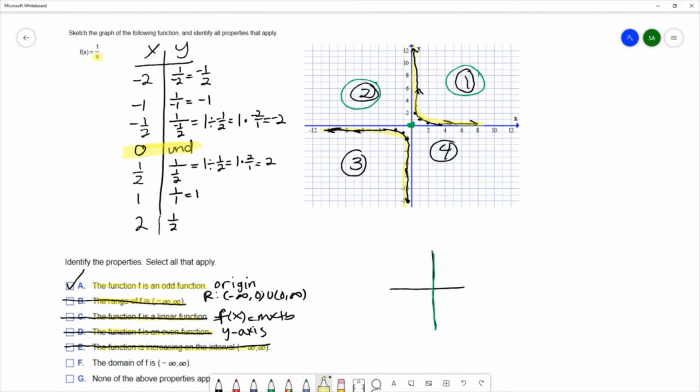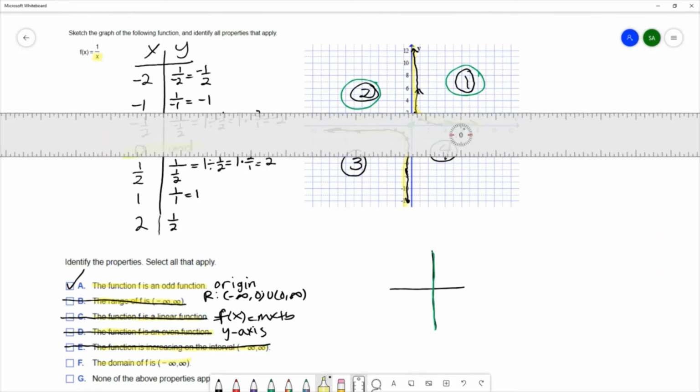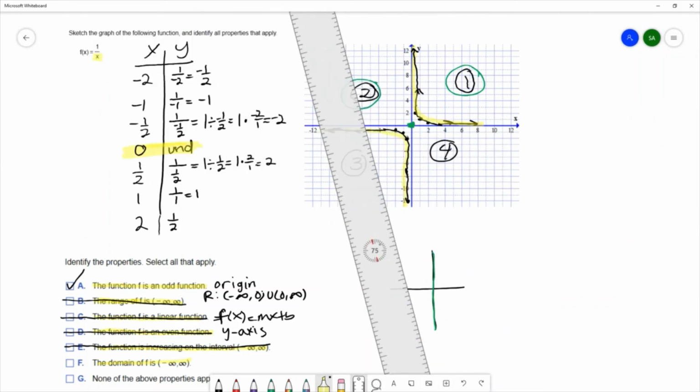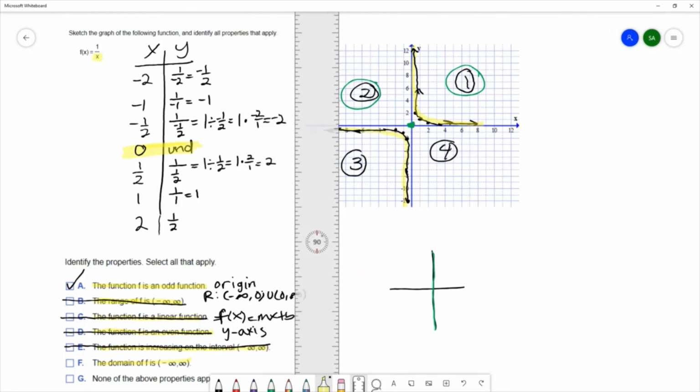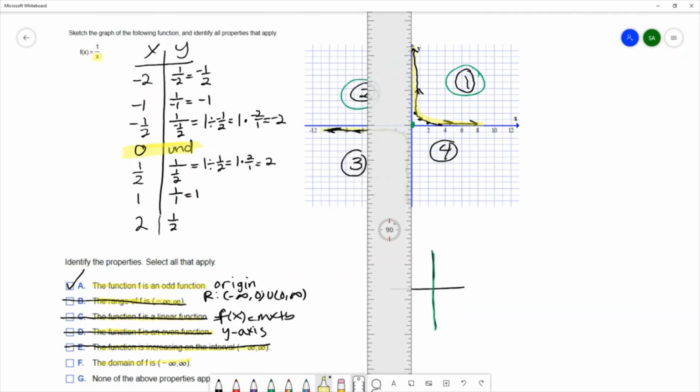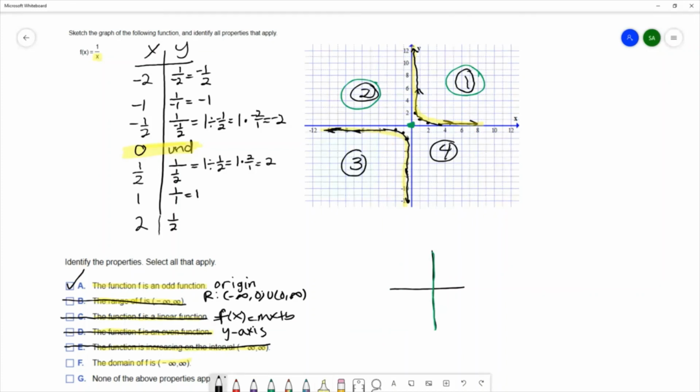The next property says the domain is from negative infinity to infinity. I'm going to hold my ruler vertically and notice that our domain would start at negative infinity and continue until we get to this vertical asymptote of 0. 0 is not included in the domain, and so the domain is not negative infinity to infinity. The actual domain is negative infinity to 0, union with 0 to infinity. So we would not select this property.